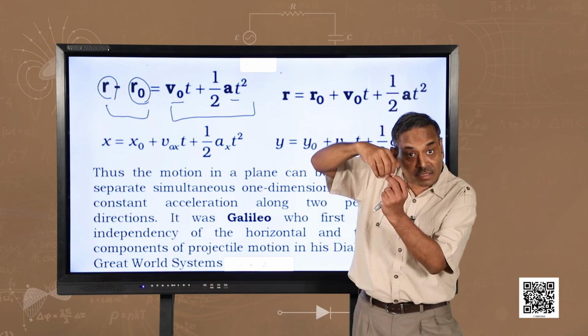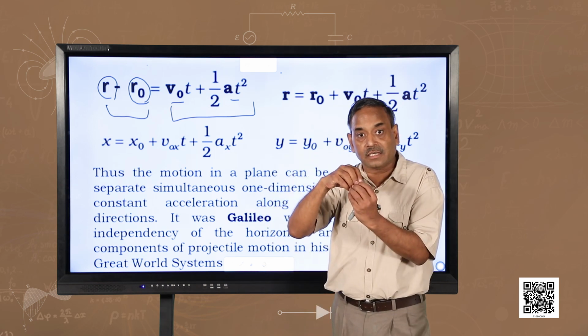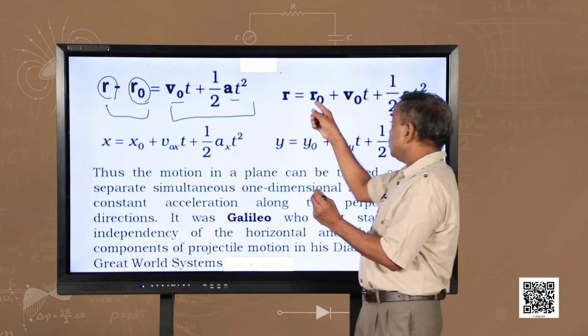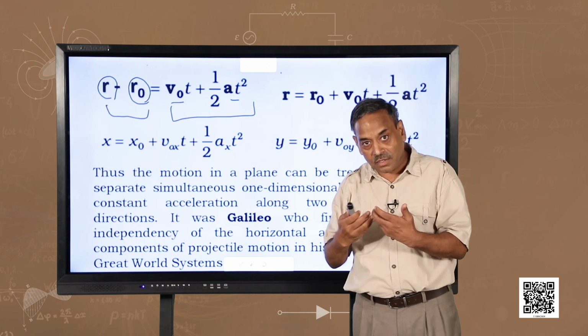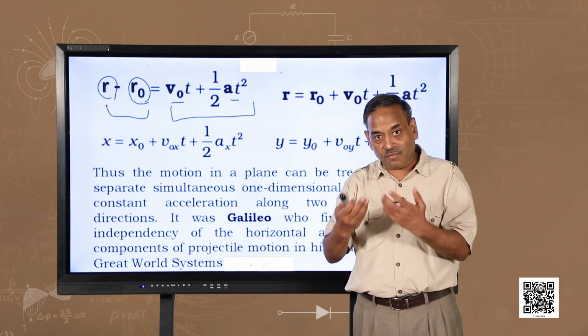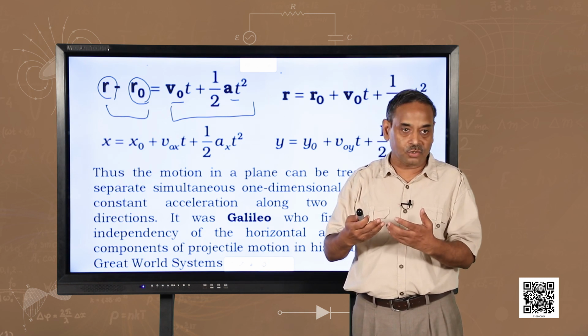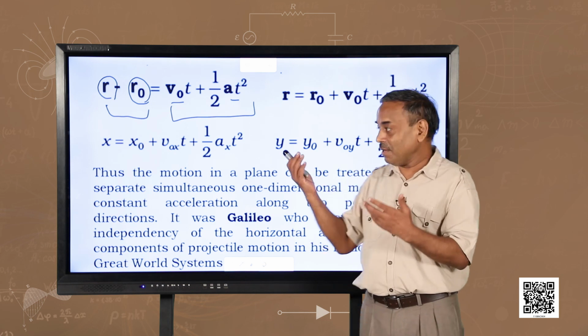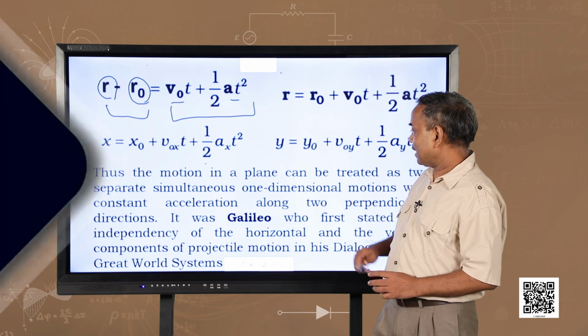Now, if the particle is starting from the origin, that is r 0 is equal to 0, then my r will become v 0 t plus half a t square. Do not you find this equation very familiar to you? Yes, it is. This is the same, s is equal to u t plus half a t square. This is the same equation, same equation along x axis, same equation along y axis.